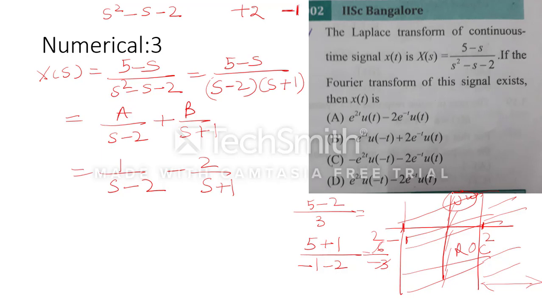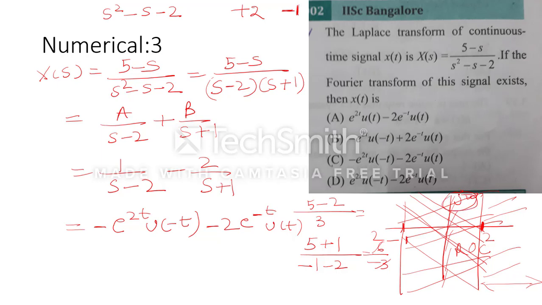So for that, what we will do, we will take this s minus 2 as a left sided sequence. For taking it as a left sided sequence, it becomes minus e to the power 2t u(minus t), and here it will become 2 e to the power minus t u(t). So in this case, when it becomes left sided and this is right sided, then only the j omega axis will be included. So our answer will be C.